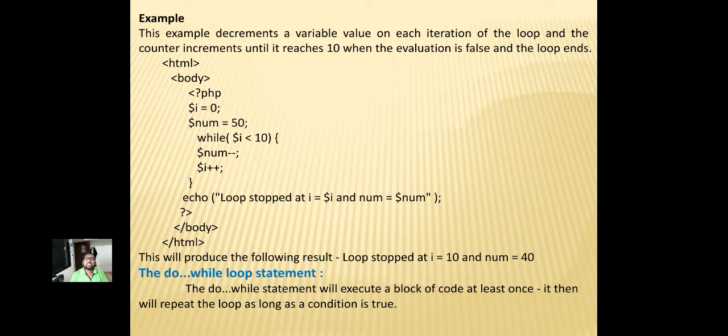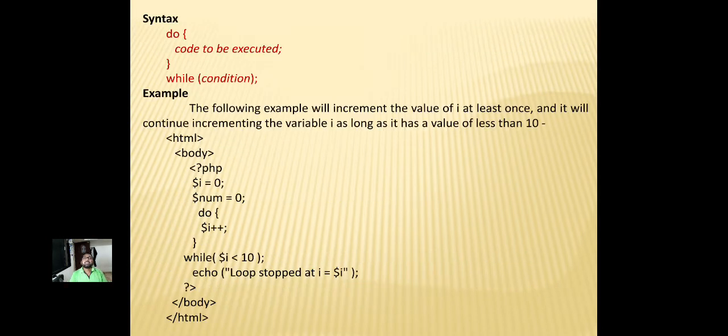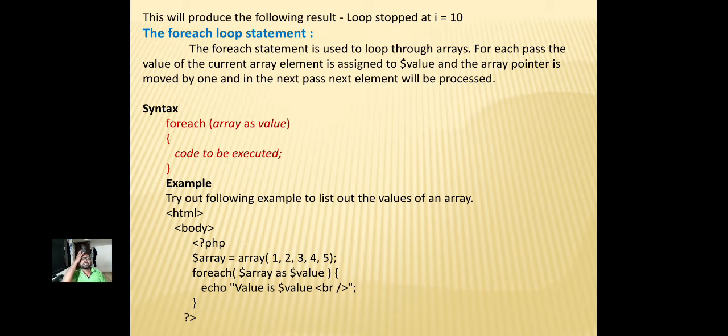The do while loop statement. The do while loop statement will execute a block of code at least once. It then will repeat the loop as long as a condition is true. Syntax shown here. An example. The following example will increment the value of i at least once and it will continue incrementing the variable i as long as it has a value of less than 10. Code in here. This will produce the following result: loop stopped at i equal to 10.